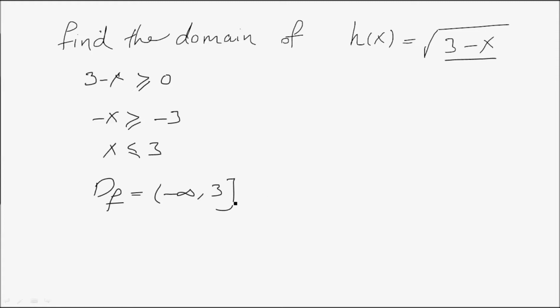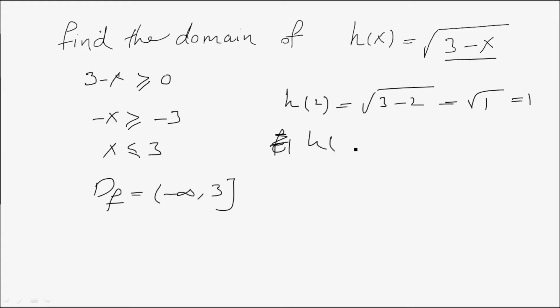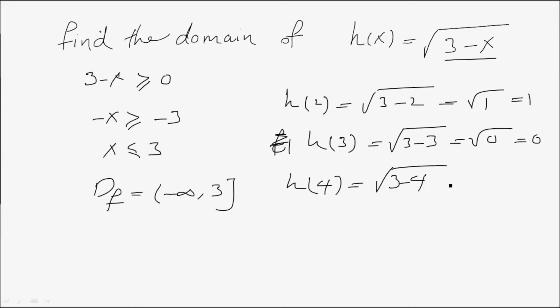For example, let's look at h of 2. h of 2 would be radical 3 minus 2, which is radical 1, which is perfectly fine. What about h of 3? h of 3 is radical 3 minus 3, which is radical 0, which is 0. No problem. What about anything greater than 3? For example, 4. h of 4 would be radical 3 minus 4, which is radical negative 1, which is undefined.